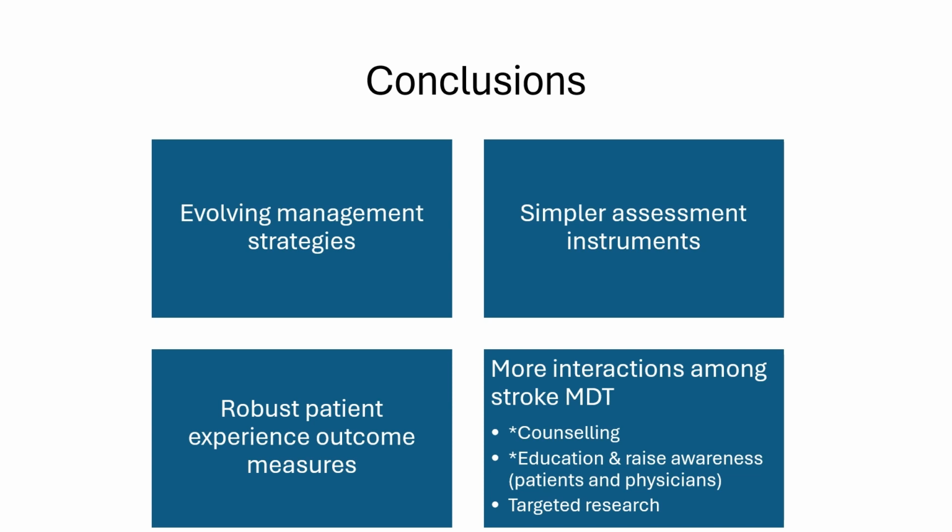It's also important to understand the experiences of the patients as the cognitive load and spasticity affect function significantly. There requires to be more interaction in the multidisciplinary team involved in the care for post-stroke spasticity that requires counseling, education, and targeted research is needed for us to be able to gather evidence for the importance of surgery in post-stroke spasticity.